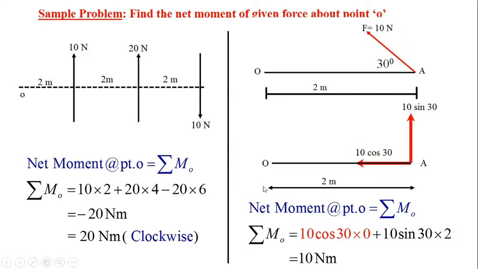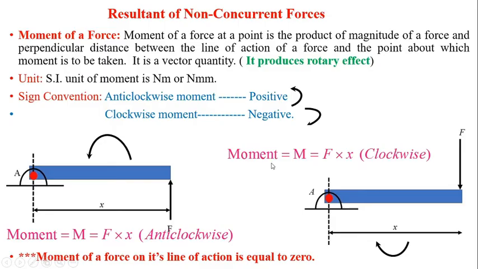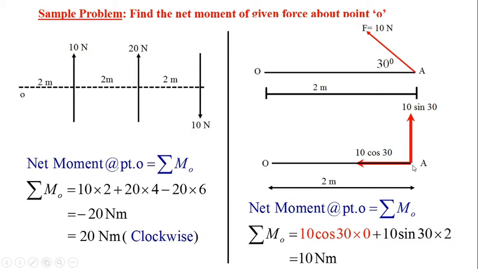And now you can take moment about point O. So moment of the horizontal component about point O will be equal to 0, because line of action of this force is passing through point O. So perpendicular distance between the force and point O is 0. Here I would like to highlight one point. Here this is written, moment of a force on its line of action is equal to 0. So about any point, if the point is on the line of action of that force, its moment is equal to 0.